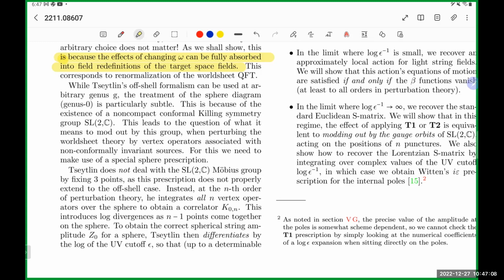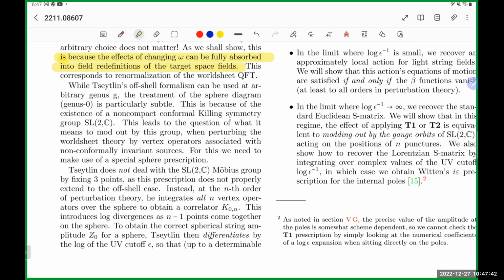SL2C is a non-compact group, which means it has infinite volume. The standard way in string theory for a compact CFT is that, as we learn, we fix 3 points on the sphere. This SL2C is 3 complex dimensional. It is the global conformal Killing group. It has special conformal transformations, translations, and dilatations, Weyl transformations, right? The L-1, L0, and L1.